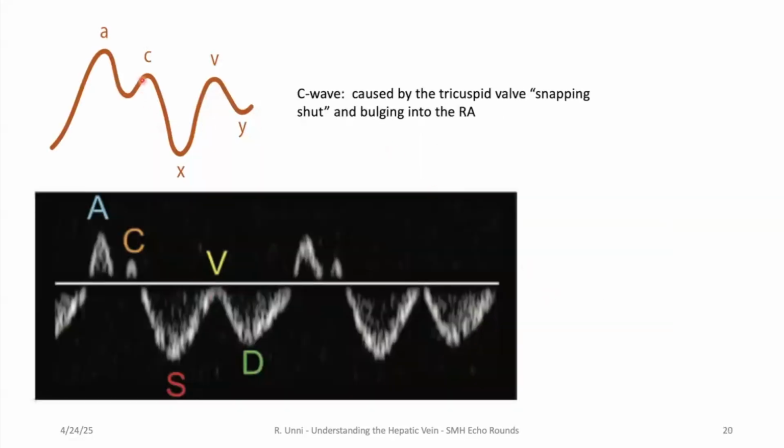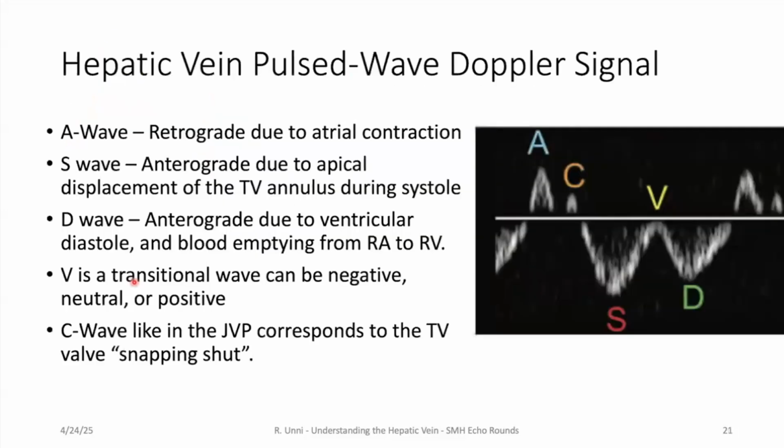Just like the JVP, you can get a wave called the C wave. This is right at the beginning of ventricular systole, when the tricuspid valve snaps shut. That upwards motion of the valve and bulging into the RA can transmit a little bit of pressure wave backwards. And so sometimes in your hepatic vein, you can see a little C wave. So really, they are quite similar in normal circumstances. This is just another summary, which I'll leave here for online.